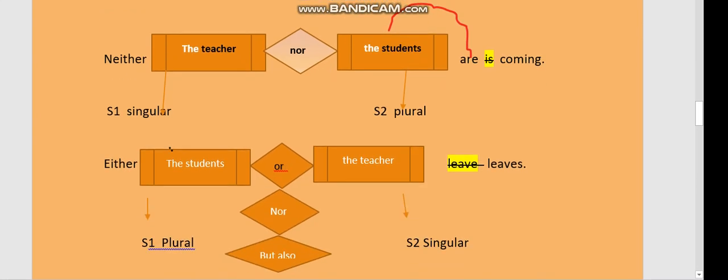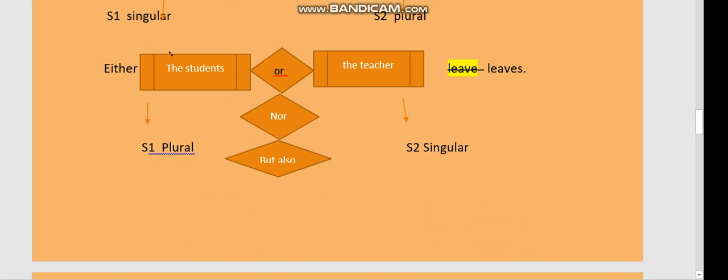In the next example, either the students or the teacher leaves. Why leaves? Because the teacher is singular and our verb should be singular. The second subject is singular, that's why our verb is singular. It depends upon subject two. It could be plural, it could be singular. When it is plural, our verb will be plural, and when it is singular, our helping verb should be singular.